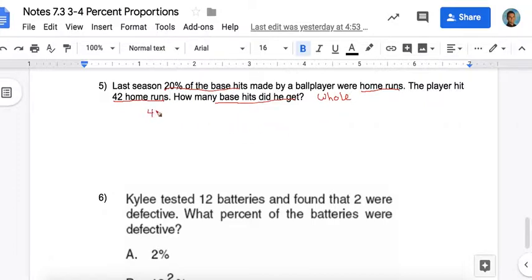So part over whole, 42 over x equals percent over 100, so 20 over 100. Cross products. 20 times x is 20x. 42 times 100 is 4200. The opposite of multiplication is division, so we're going to divide both sides by 20. 20 divided by 20 is a 1 in disguise, and 4200 divided by 20 is 210 hits.